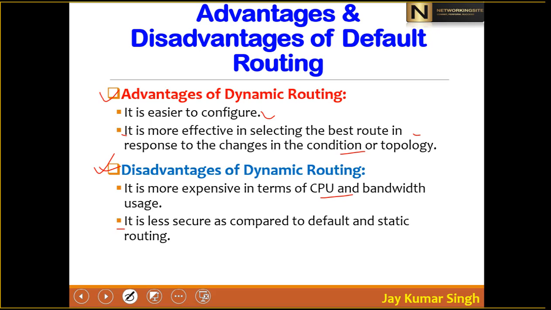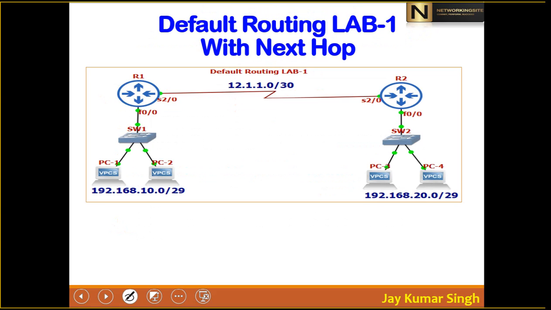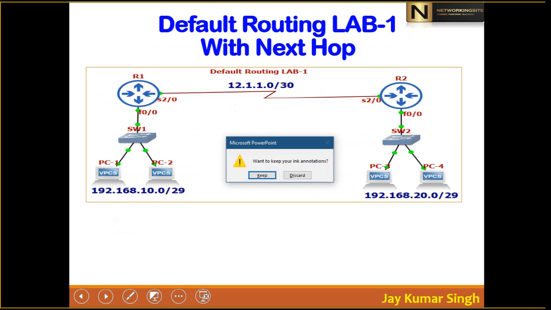And it is less secure. I told you that the router is ready to accept any route, and that router is ready to forward any route, any packet. That's why it is less secure. Okay, now let's work on the lab.